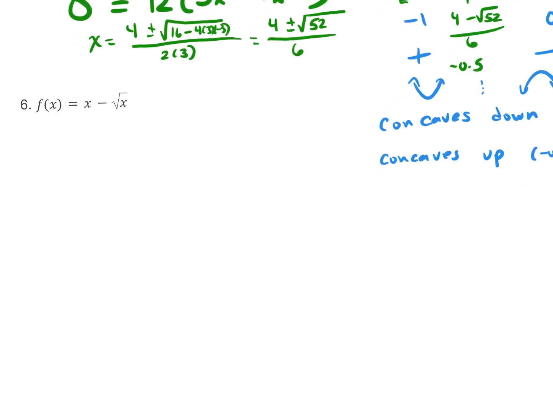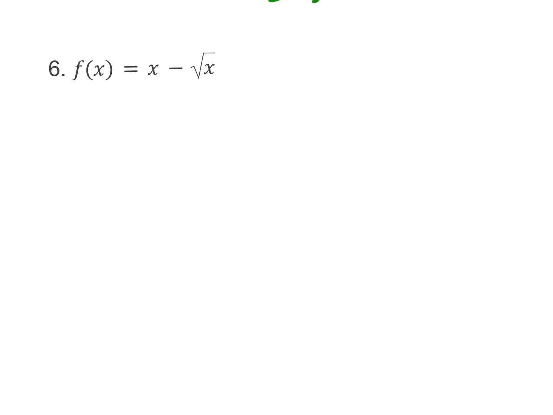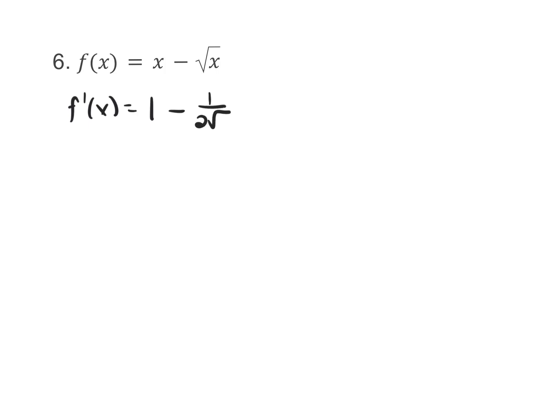Let's look at another one of these kind of examples. We'll do one that has a square root in it. A little more complicated. So if we look at this, we'll do the first derivative. So the first derivative is going to be f prime of x is 1 minus 1 over 2 square root of x. We've done this several times.